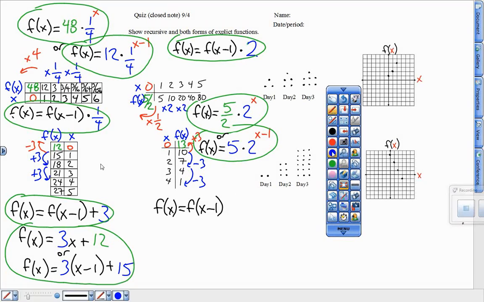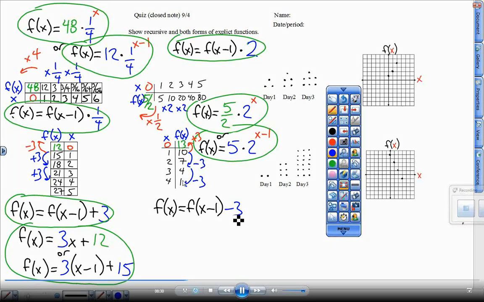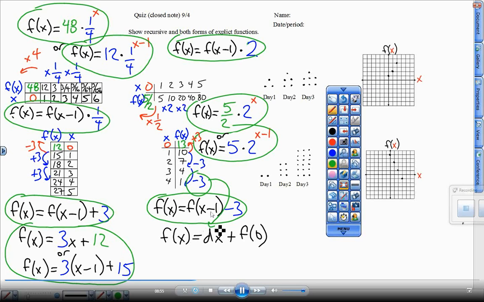Or define each successive term, take the one before it, minus 3. This 5th term, take the one before it, 1, minus 3, negative 4. To skip ahead, again, for these arithmetics, don't use f of 0, f of 1. Use d times x plus the f of 0 term. So I get that d from that negative 3, and I get that f of 0 term right here, 13.